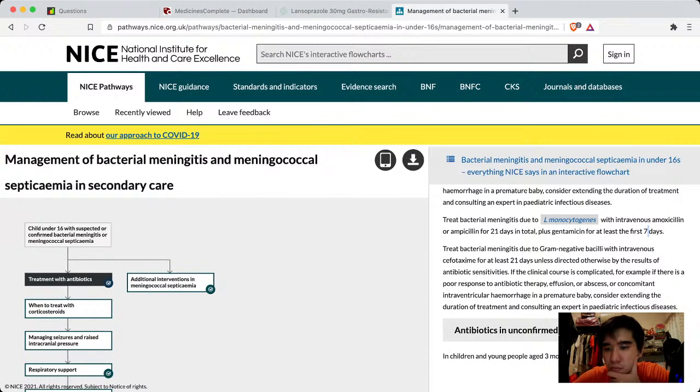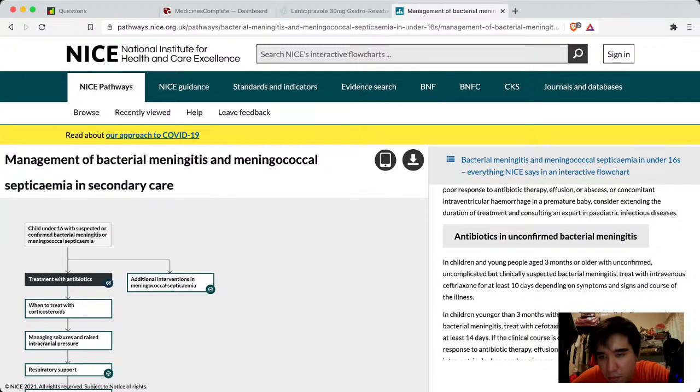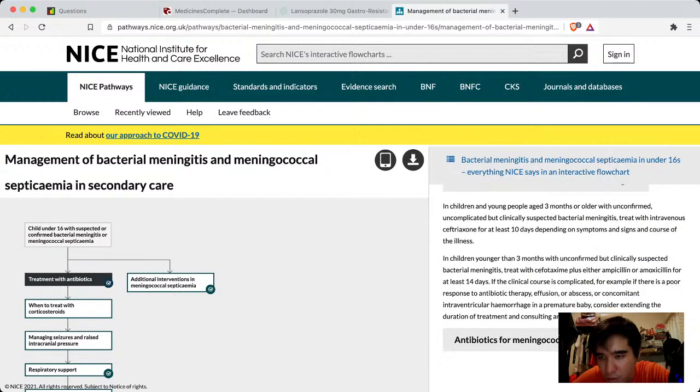Gram-negative bacteria, treat with cefotaxime. What's the gram-negative? E. coli, huh? E. coli is gram-negative. Yeah, so if it's E. coli, it's cefotaxime. Unconfirmed organism: ceftriaxone. Younger than 3 months: cefotaxime plus ampicillin or amoxicillin.